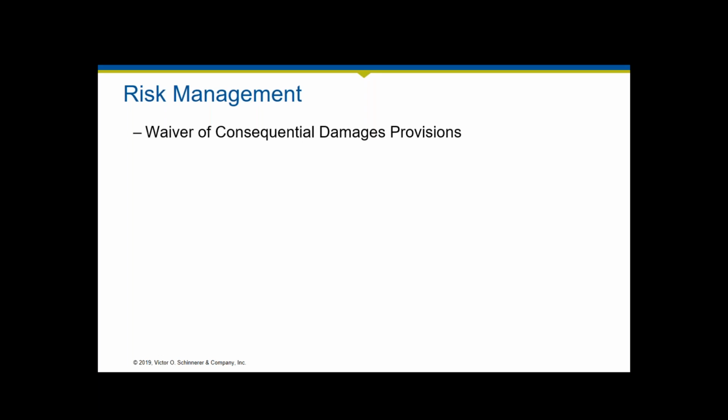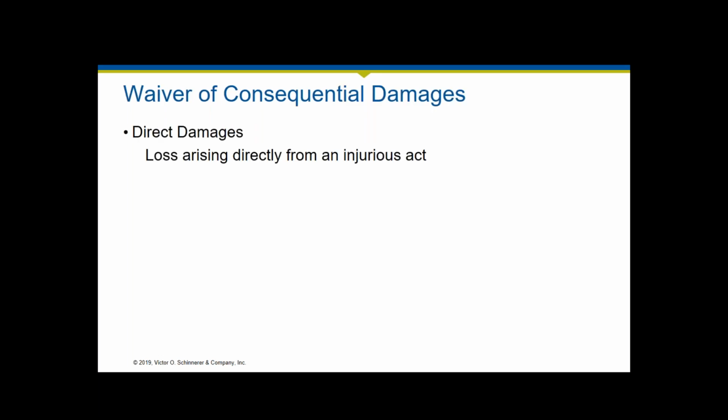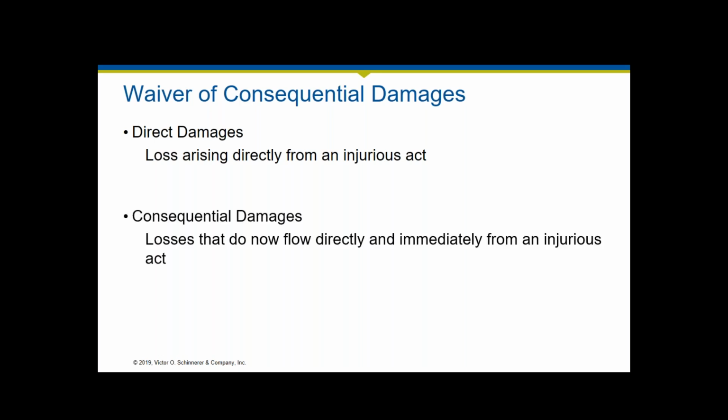In other programs, we've talked about limitation of liability, saying that you won't be responsible for damages that go beyond a certain amount or beyond what is available by your insurance policy. This talks directly to the type of damages that you will be responsible for. Generally speaking, direct damages are losses that arise directly from an injurious act, and we'll illustrate this by comparing it to consequential damages, which are losses that do not flow directly and immediately from an injurious act.